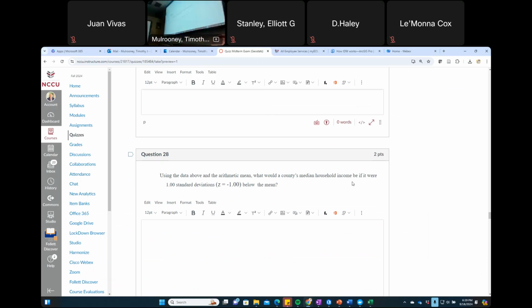Okay, what do we do here? Same exact equation. But this time, what's z equal to? -1. What am I asking for? X. What's the county going to be if it's one standard deviation below?